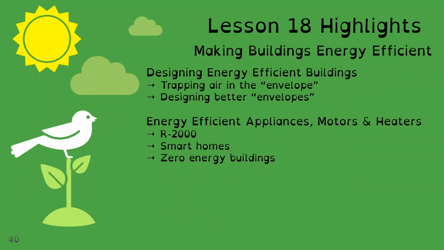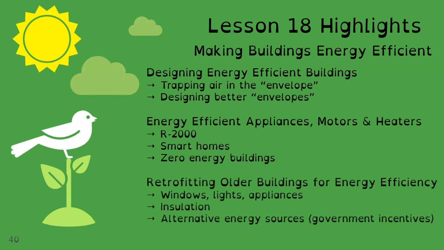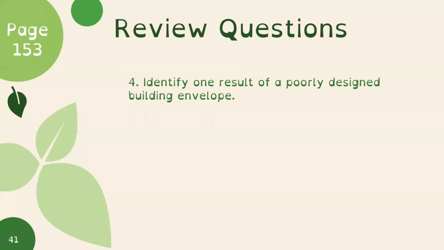And then we talked about energy efficient appliances and motors and heaters. We talked about a couple of different ways that houses can be designed and classified. So R-2000 homes, smart homes, and zero energy buildings are all ways that, with various steps, homes can be classified as energy efficient buildings. And then we also talked about how to retrofit old buildings for energy efficiency: changing windows, lights, and appliances, improving insulation, and using alternative energy sources if possible, and how there are sometimes government incentives to do that.